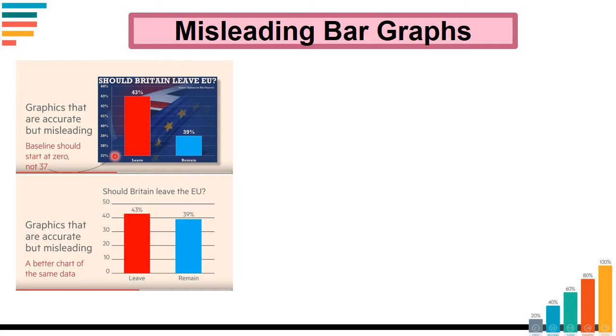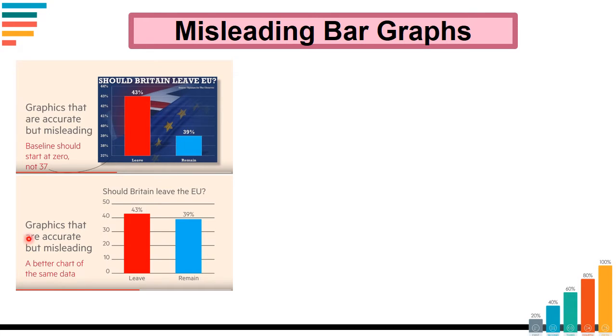So we have here, this is a truncated bar graph because there is no zero base. So this is accurate, 43 and 39, but misleading, as the baseline should start at 0, not 37. So the difference between 43 and 39 is just small, but if we look upon the graph, we will first perceive it to have a great gap. So it is accurate but misleading.